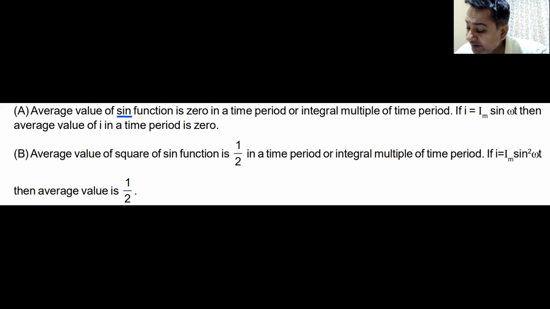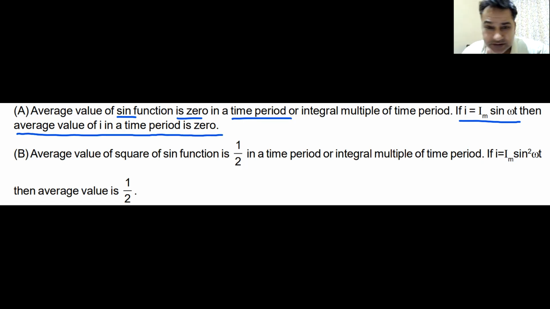The average value of a sine function or a cosine function, sine or cos, is 0 in a complete cycle. If current is I sine omega t or I cos omega t, or voltage is V cos omega t or V sine omega t, the average value in one time period is 0. Do you understand what is time period? Yes, sir. The average value of a sine function or a cosine function is 0.